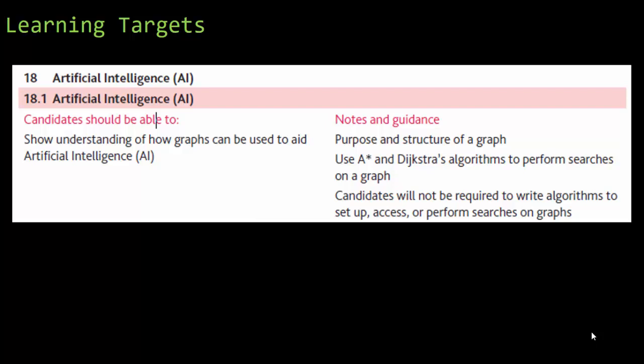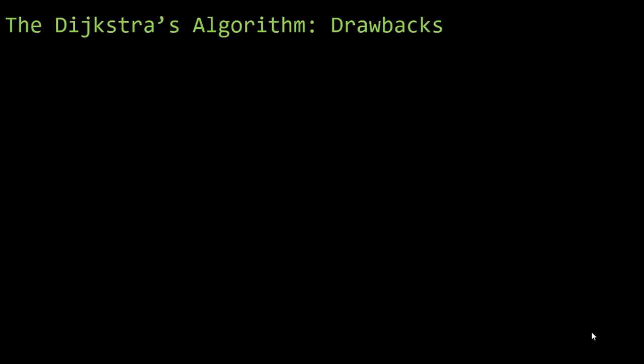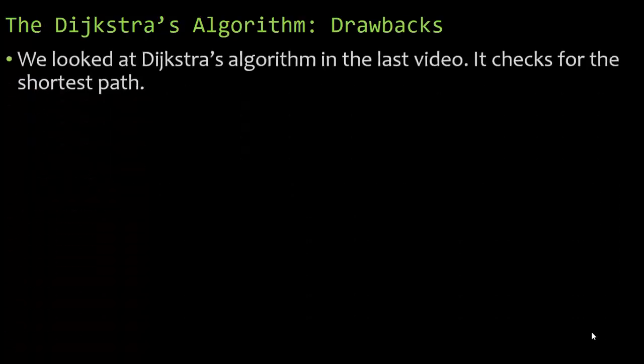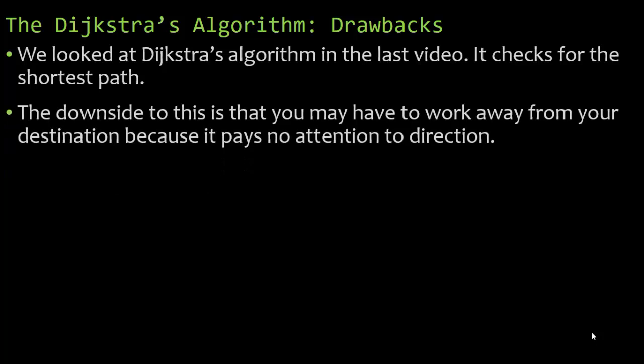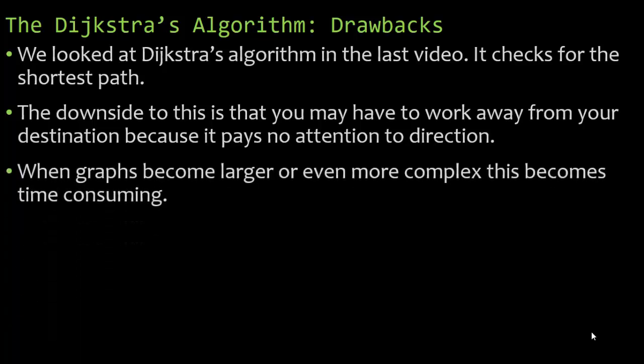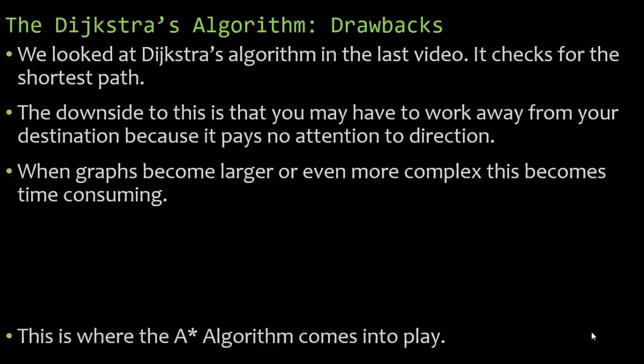In the last video, we used Dijkstra's algorithm. And just a reminder, candidates will not be required to write algorithms to set up, access, or to even perform a search on graphs. So let's start by talking about some of the drawbacks to Dijkstra's algorithm. We looked at it in the last video. It checks for the shortest path between two nodes. The downside to this is you may have to work away from your destination because it pays no attention to direction. When graphs become larger or even more complex, this becomes very time consuming.